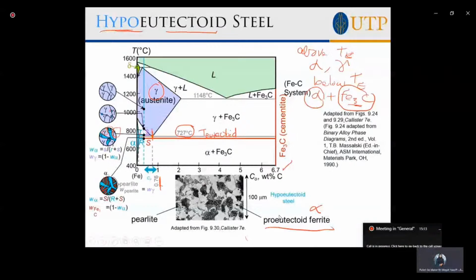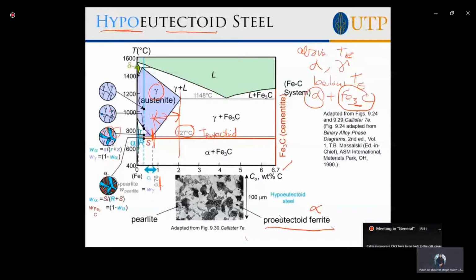This is hypoeutectoid. You can predict what happens if you are hypereutectoid. Hyper means you fall between this region onwards up to 2.1 here. If you fall into this region, then you are hypereutectoid.